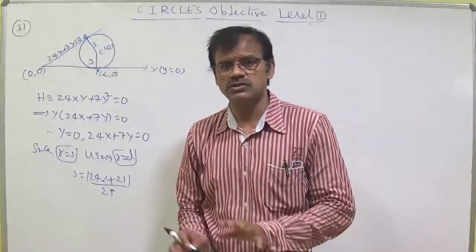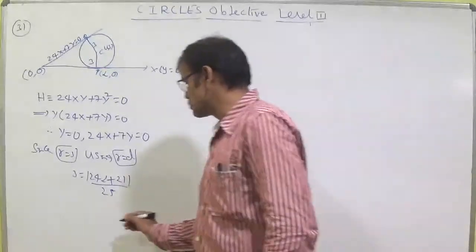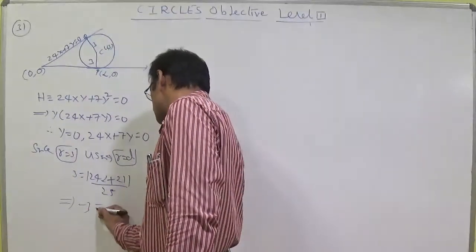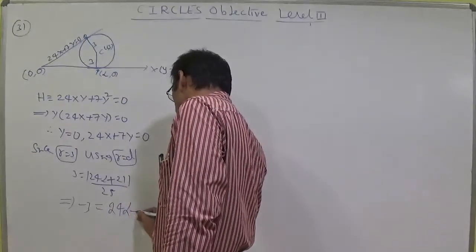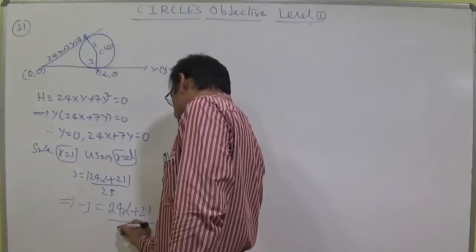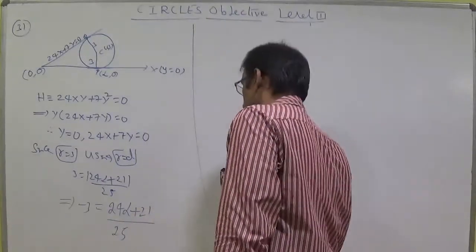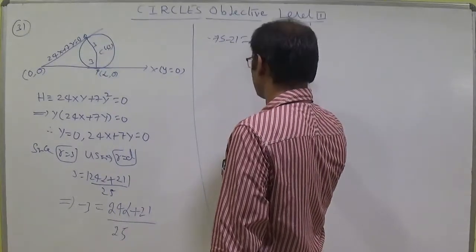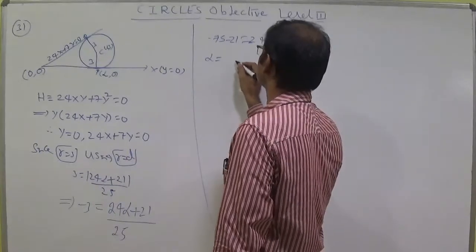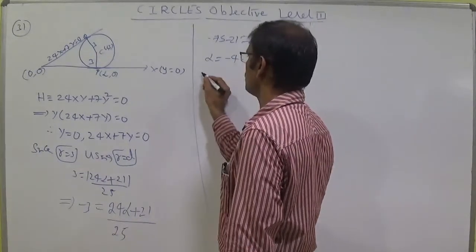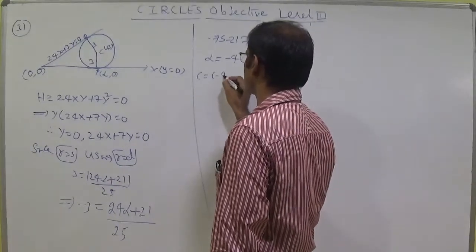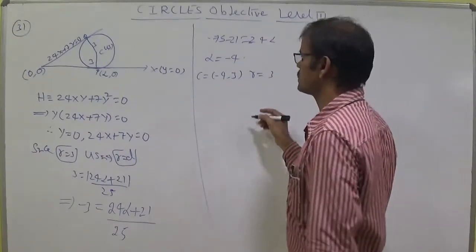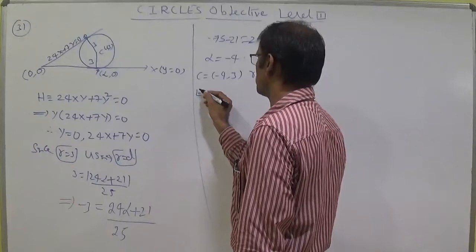So alpha is 9 by 4, and there is no option regarding that. That is why you take another case, that is, you take this one as minus 3. Minus 3 is equal to (24 alpha plus 21) by 25. So minus 75 minus 21 equal to 24 alpha. This is minus 96 by 24, so alpha is equal to minus 4. Now we got the center as (minus 4, 3). Whenever the center is (minus 4, 3) and R is equal to 3, we can write the equation of the circle.